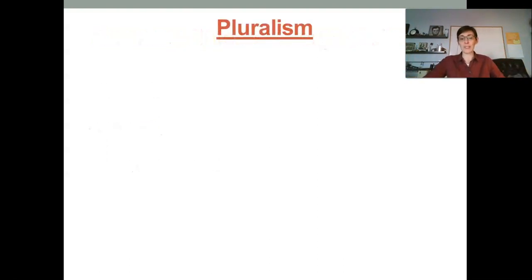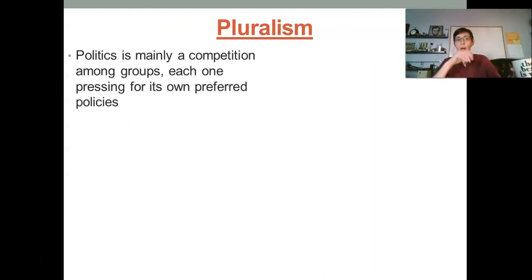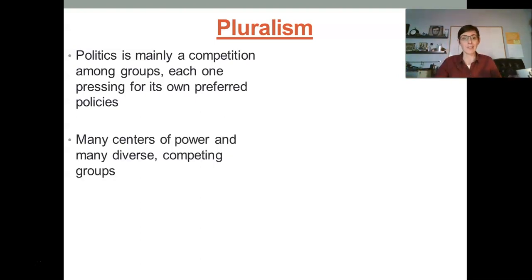So pluralism, right? This was a favorite of the founders. It was outlined in Madison's Federalist 10. Politics is mainly a competition among groups, each one pressing for its own preferred policies. It's a competition among groups. That's what politics is. There are many centers of power and many diverse competing groups, right? So it's not all localized in one particular area. There are a lot of different centers.